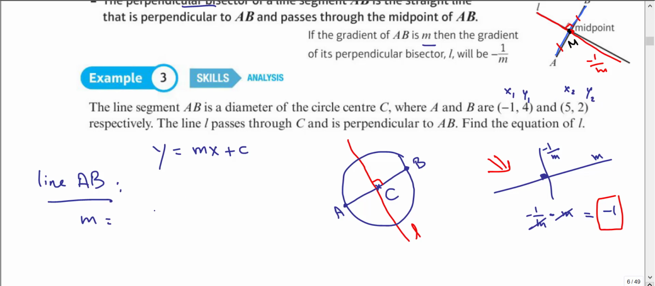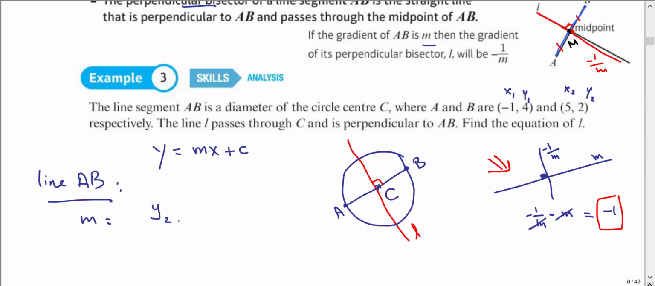x1 plus x2 over 2, no, y1 plus y2 over 2, this is the midpoint. What you're saying is the midpoint. The gradient is small m, the midpoint is capital M, there's a difference.